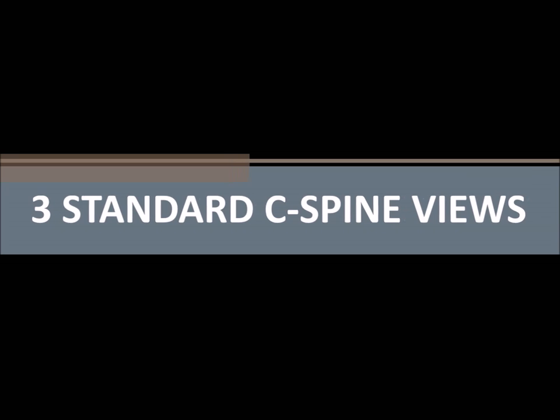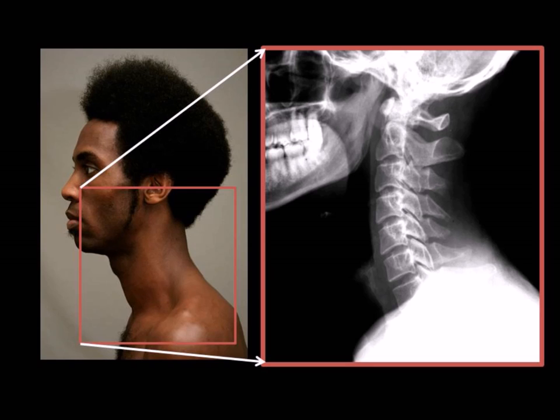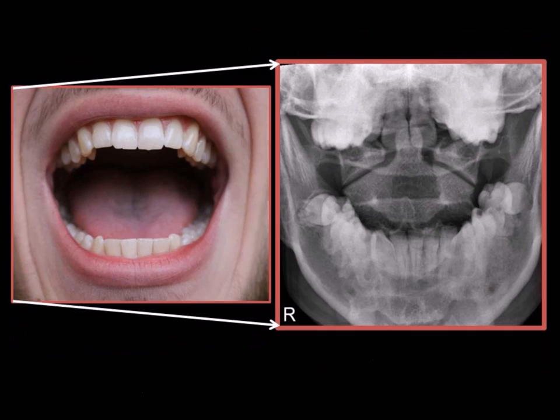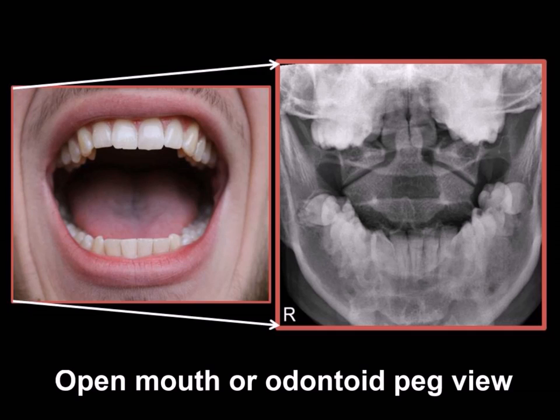There are three standard C-spine views. These are the lateral view, which is the most informative view, and the anterior-posterior view, otherwise known as the AP view. This is not as informative, but provides corroborative information to the lateral view. The third is the open mouth view, also called the odontoid peg view. This view is primarily to view the lateral mass ligament.